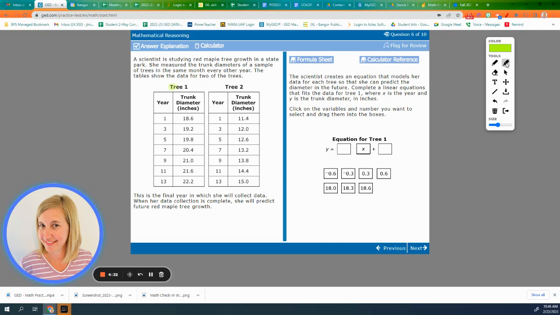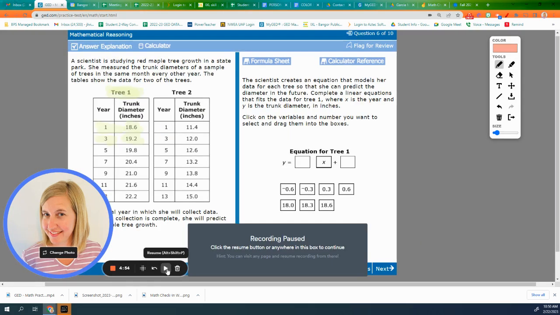Okay, we're working with tree 1, remember. I'm going to look for 2 points that seem easy to work with. I like this one. Actually, you know what? I'm going to use year 1 because that seems really easy to work with, right? And the value of 18.6, and then year 3 and a value of 19.2.